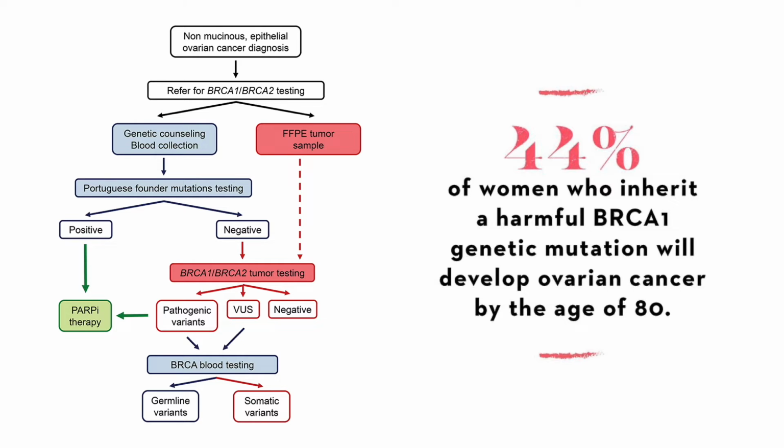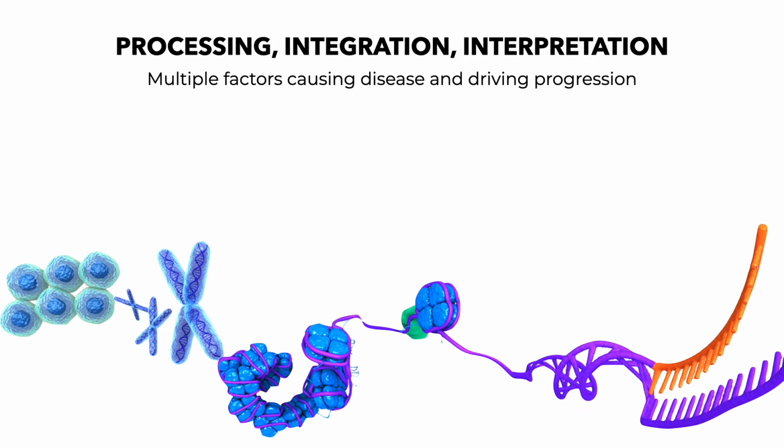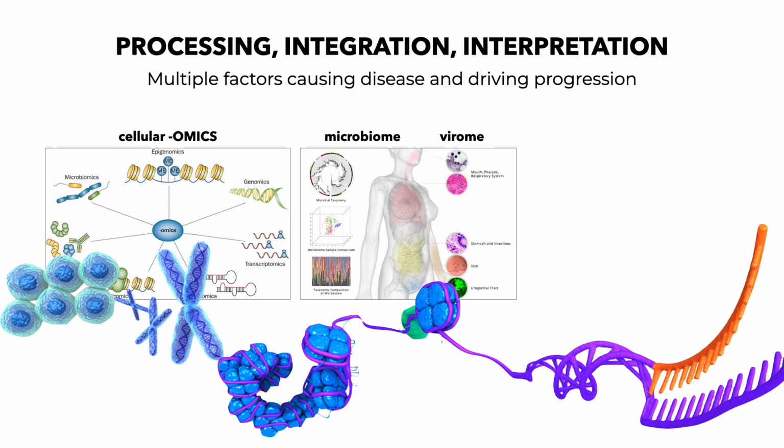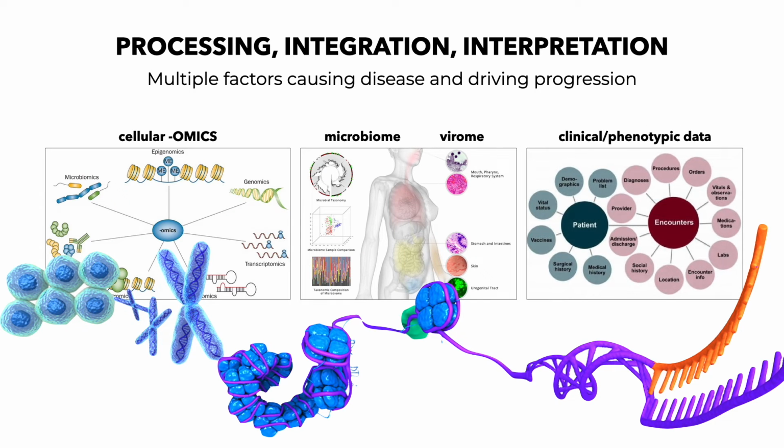In fact, 44% of women who inherit a harmful BRCA1 genetic mutation will develop ovarian cancer by the age of 80. To summarize, omics data can be used to understand what is happening within the tissue or a single cell. And typically, those can include a variety of DNA changes, gene expression changes, epigenetic changes, as well as microbiome changes in the individual. When combined with clinical or phenotypic data, some of that information can be clinically relevant.